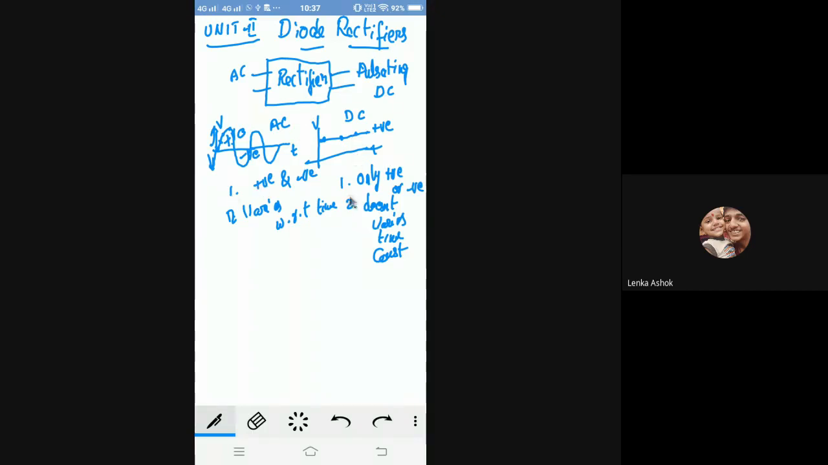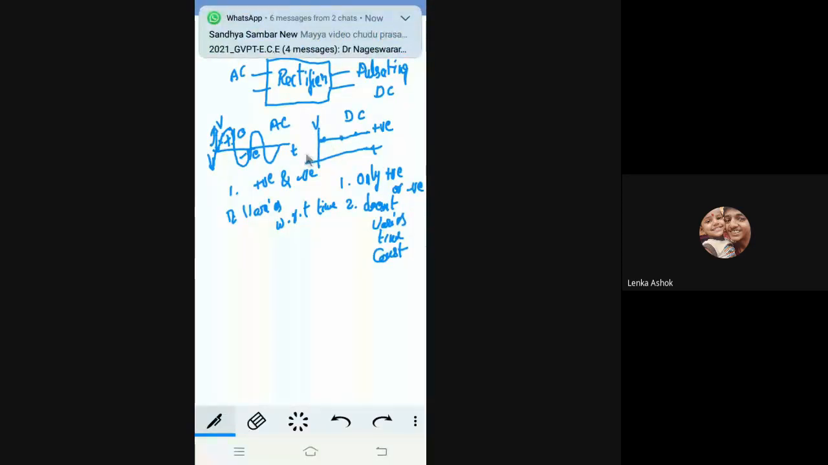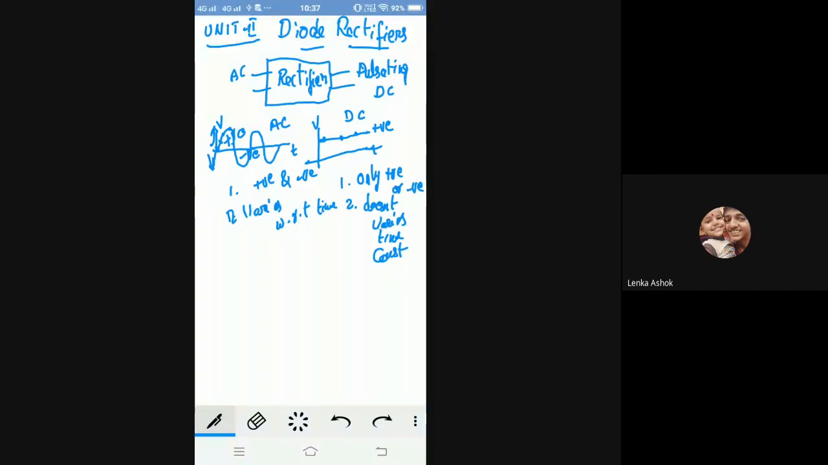An AC signal is having both positive and negative values, and an AC signal varies with respect to time, meaning at each and every point the value of an AC signal varies. Whereas a DC signal is having either positive or negative value, and a DC signal has a constant voltage. So that is the difference between AC and DC signals.